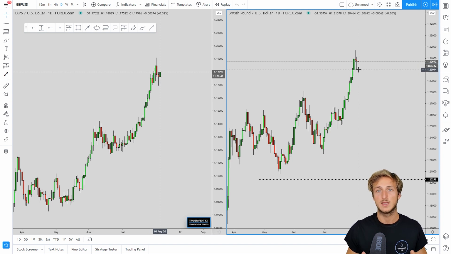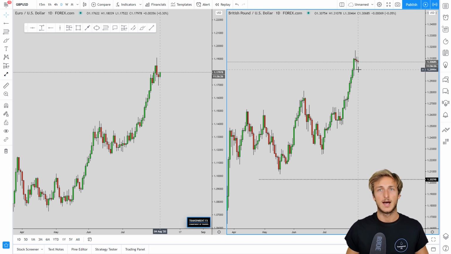So are they correlating at the moment? Absolutely yes. They're moving almost in the exact same way. So at the moment, GBP USD and Euro USD are correlating, okay? So these are the two ways in which you can understand currency correlation, if two pairs are actually correlated.